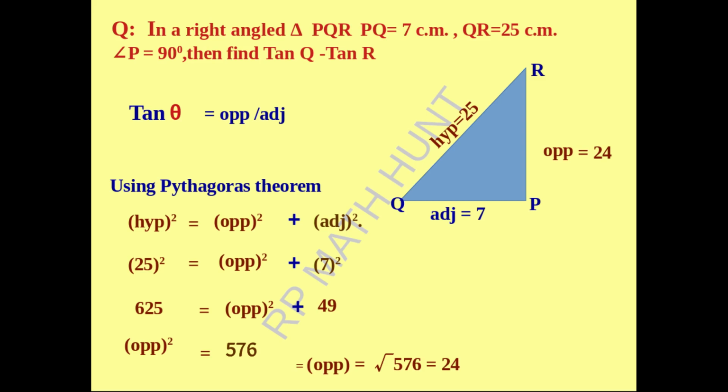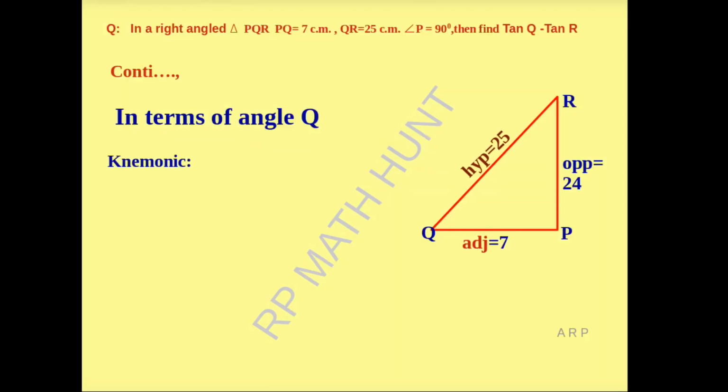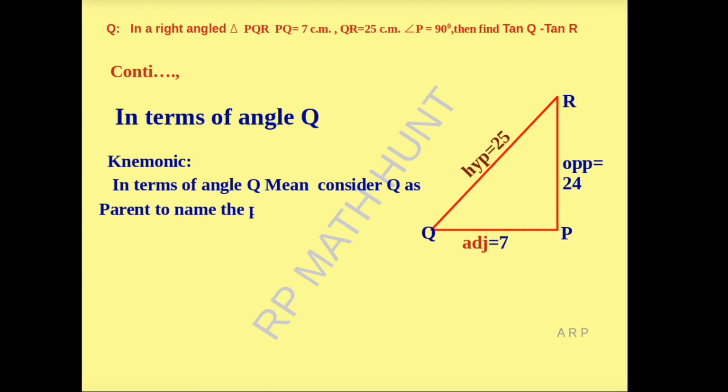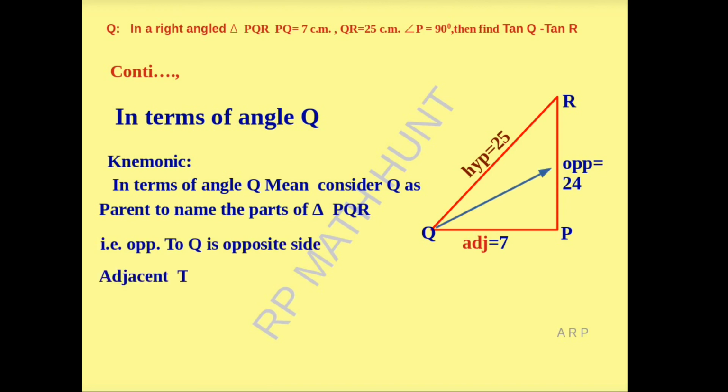Now, in terms of angle Q, keep the mnemonic in mind. In terms of angle Q, consider Q as the parent to name the parts of the triangle PQR. That is, opposite to Q is the opposite side, adjacent to Q is the adjacent side. Now, tan Q is equal to opposite by adjacent, that is equal to 24 by 7.